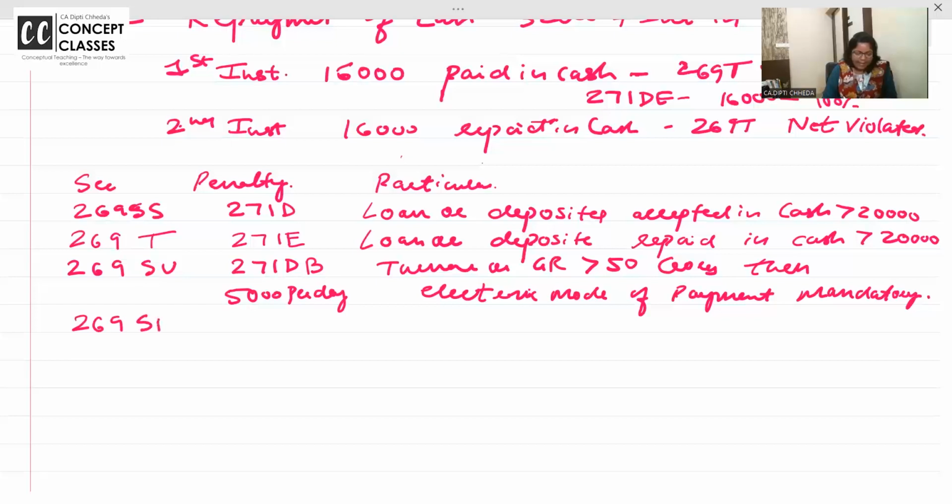269ST. This one is very interesting. If you are caught up in this, then penalty is 271DA. कितना है, 100%. हाँ, but everywhere government is giving you कि हाँ ठीक है ये कुछ genuine reason है तो वो सब चीजें हैं. No, you're given time to be heard and all. What is 269ST?